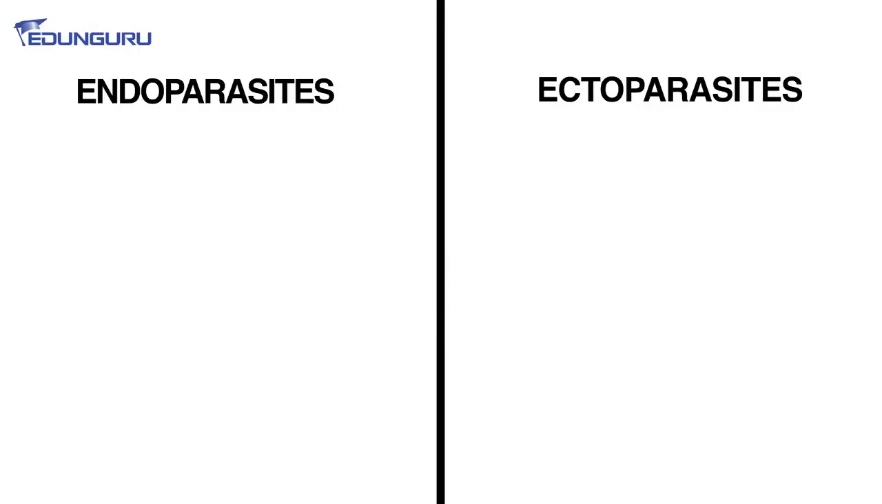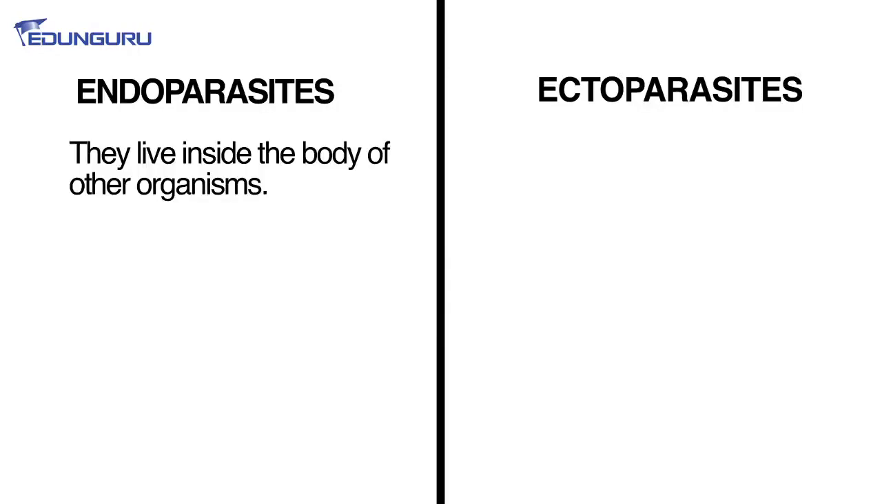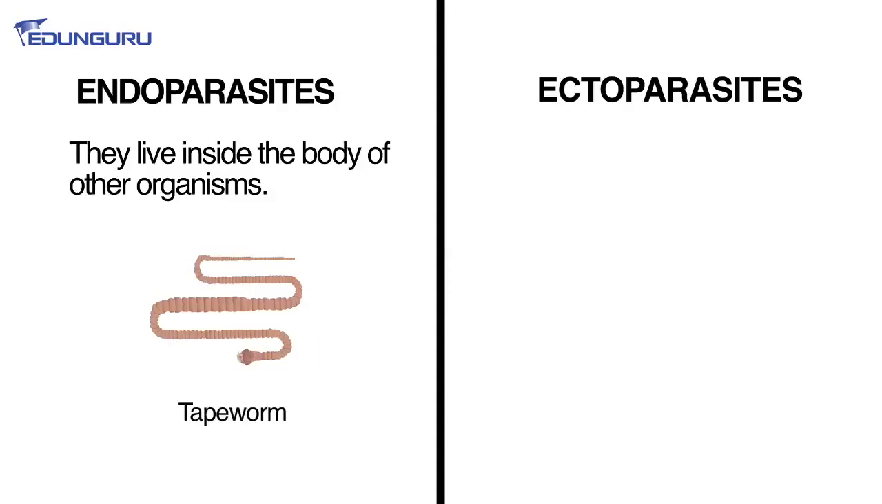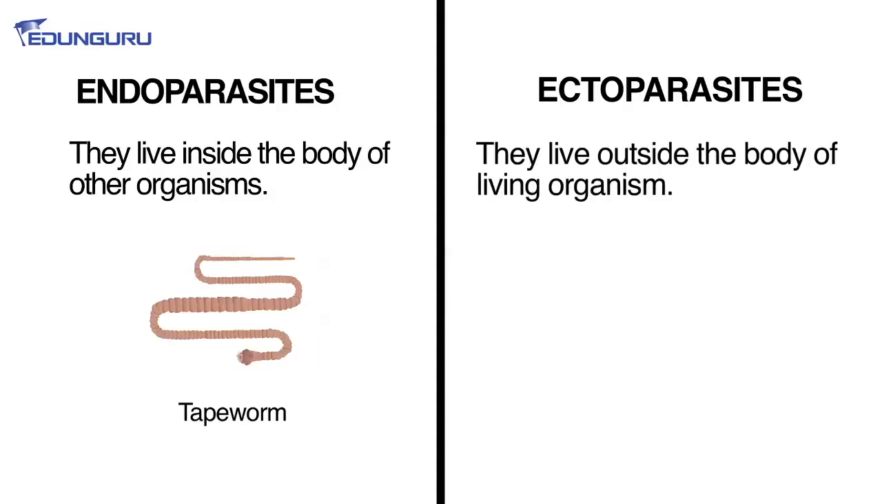That means the organisms which are living, they provide nutrition to them. So, for example, there are two types of parasites. Number one, endoparasites, and number two, ectoparasites. Endoparasites live inside the body of other organisms, so we call them endoparasites. For example, tapeworm. But some of the parasites live outside the body of the other organisms. We call them ectoparasites or external parasites.